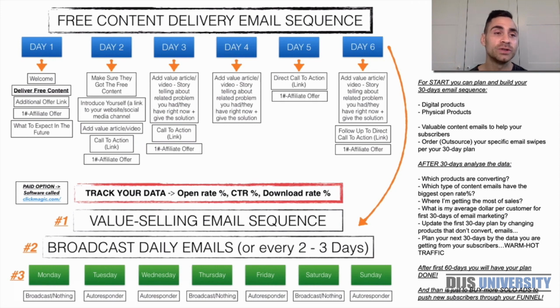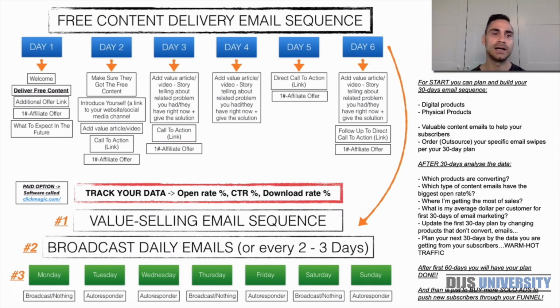So let's have a look. Day 1, day 2, day 3, 4, 5, and 6. That's the first week of the email sequence. Day 1 is a welcome and a delivery of your free content, let's say a free ebook. And then you can have an additional offer link, an affiliate link. You always want to have a soft sale in the first week. And lastly, you can give them an understanding of what to expect in the future from your emails.